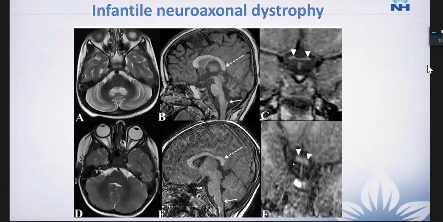So that is the optic chiasma in a normal reference patient, and this is the patient with INAD which shows optic nerve thinning, and that is the usual cerebellum, how it looks like on axial images, right?